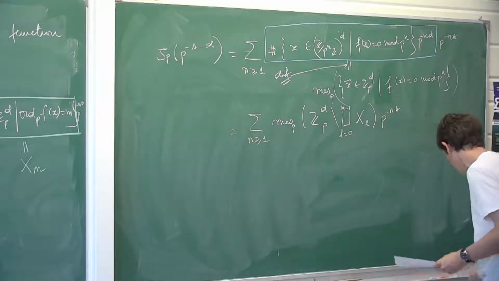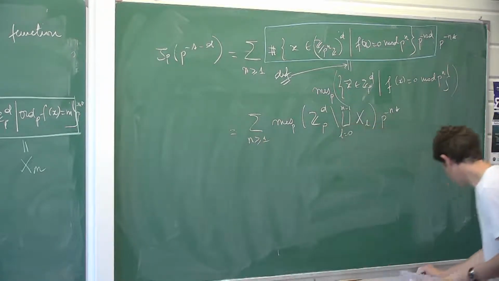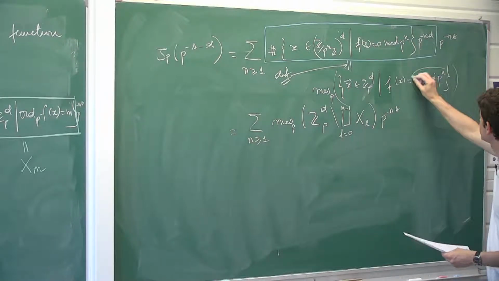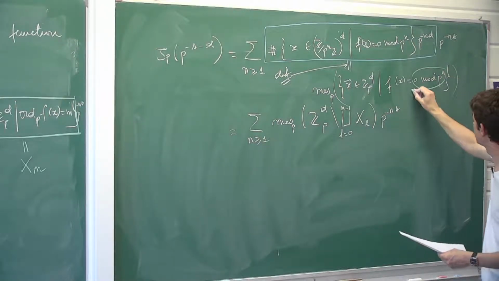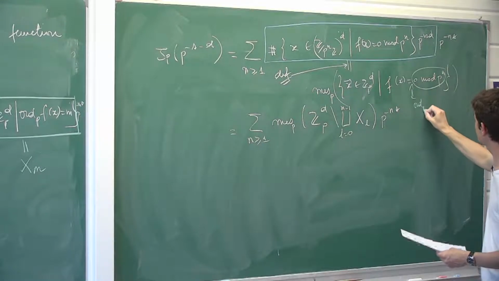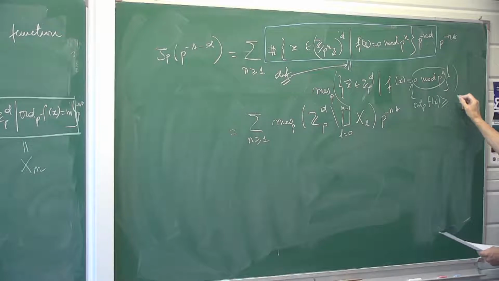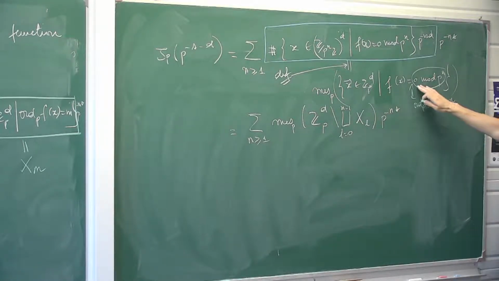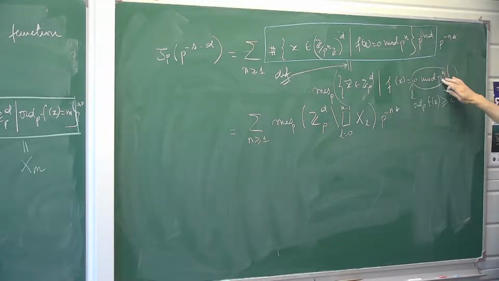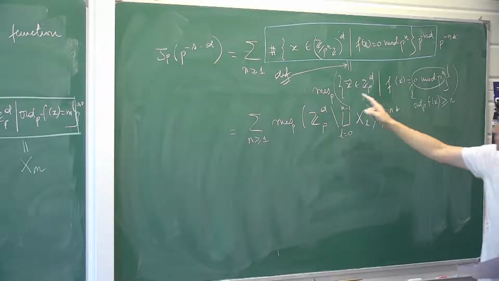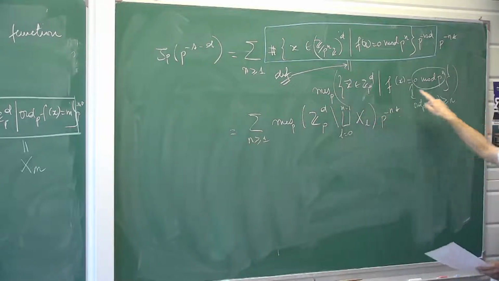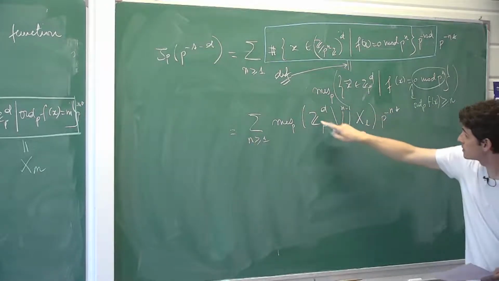So here you can replace that by the p-adic order of f(x) is larger than n. To be equal to 0 after truncation modulo p^n means that you have an order larger than n. So you can replace this by the measure of that set.